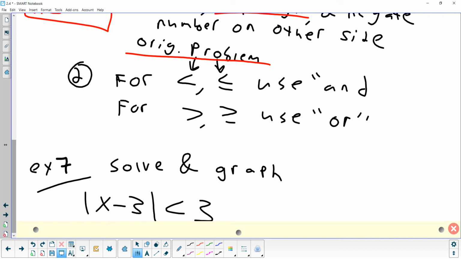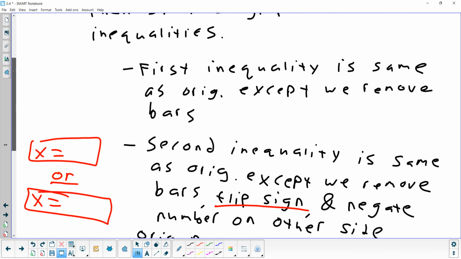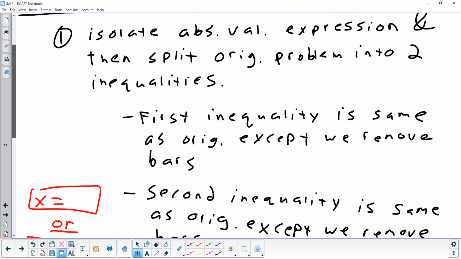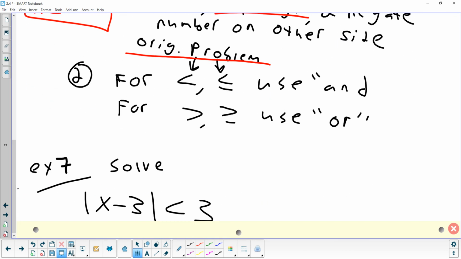Alright, so let's solve this. I don't think I'm going to graph it, but let's just try to solve it. Absolute value of x minus 3 is less than 3. Right, so Ethan, first step, isolate the absolute value. Is it isolated? Yes. Then we are ready to split it into two problems right away.